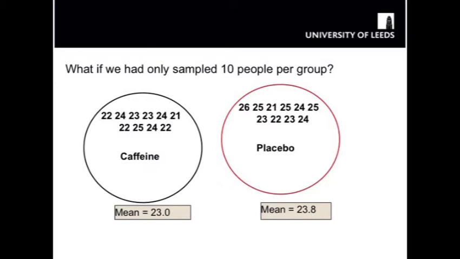Now you can see what happens if we only had 10 people per group. I've taken 10 data points from each of those circles, so it's the same data and we've got the same means: 23 for the caffeine group and 23.8 for the placebo group. So we've still got the same size difference. However, this time, when we carry out our t-test, you can see that the p-value is 0.22. That is approximately a 1 in 5 chance of getting the result that we've got by chance. Now, a 1 in 5 chance we don't view as being statistically significant. 1 in 5s happen all the time.